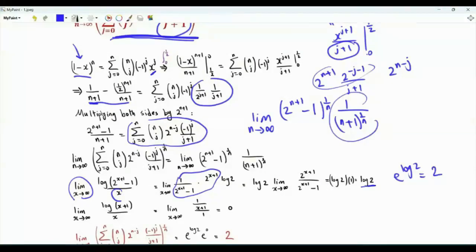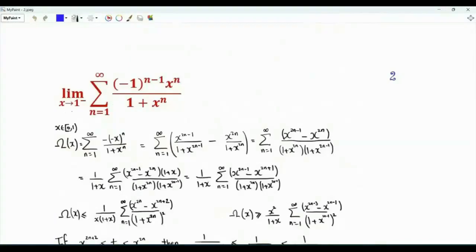For the other quantity, let's consider the limit as x tends to infinity of log of x plus 1, over x. Applying L'Hopital's rule, the derivative of the numerator is 1 over x plus 1. The derivative of the denominator is 1. As x tends to infinity, 1 over x plus 1 tends to 0. E to the power 0 is equal to 1. The desired limit is equal to 2.